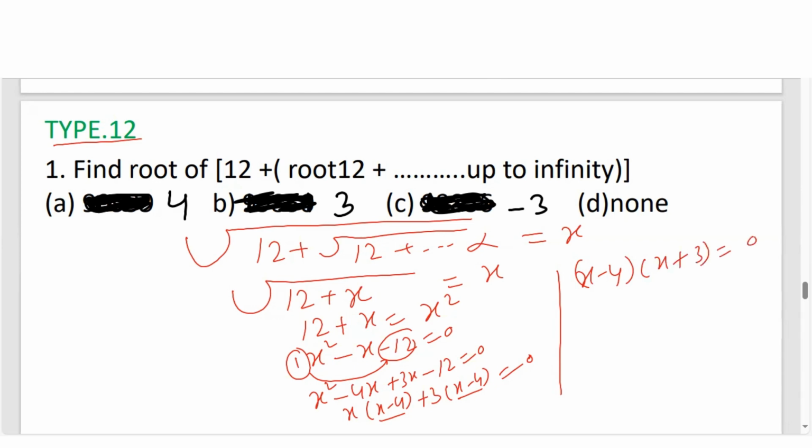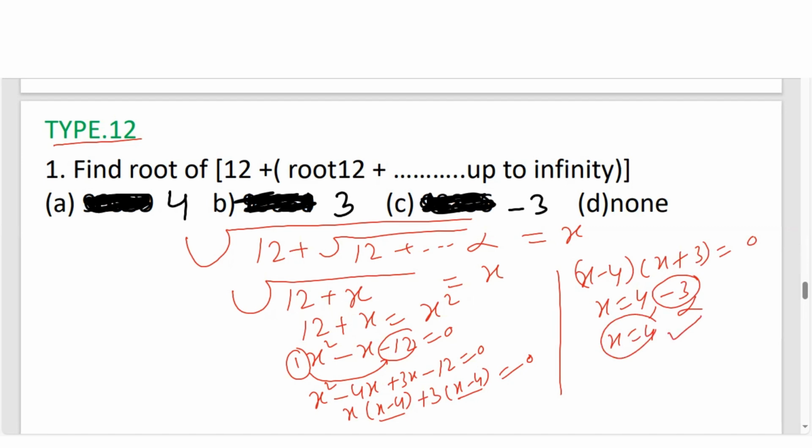This is equal to 0. When the product of two numbers is 0, that means either both numbers are 0, or separately one number is 0. Either this is 0, or this is 0, or both 0. Suppose x minus 4 is 0, then you will get x equal to 4. And when x plus 3 is 0, you will get x equal to minus 3. But common sense is here. Here we are taking plus plus. So when we add plus plus any small number, we can't get negative. So this is not satisfied. So our right answer is x equal to 4.